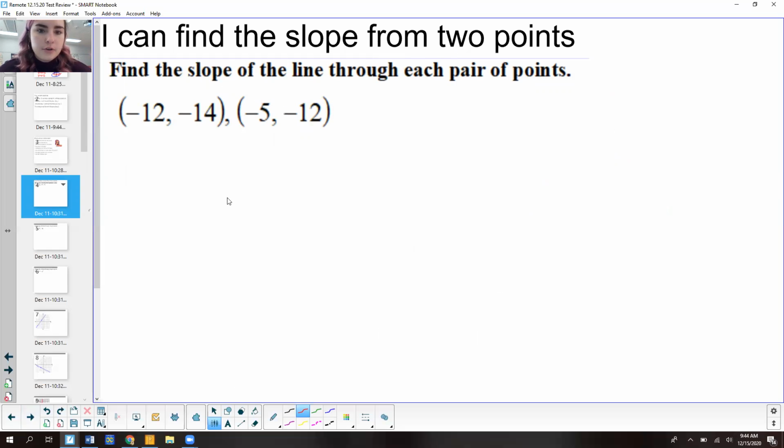I want to make sure that you guys can do this by the end of today, hopefully, because we've been doing this for several weeks. Find the slope of the line through each pair of points. So we've got this first pair of points. We want to find the slope.